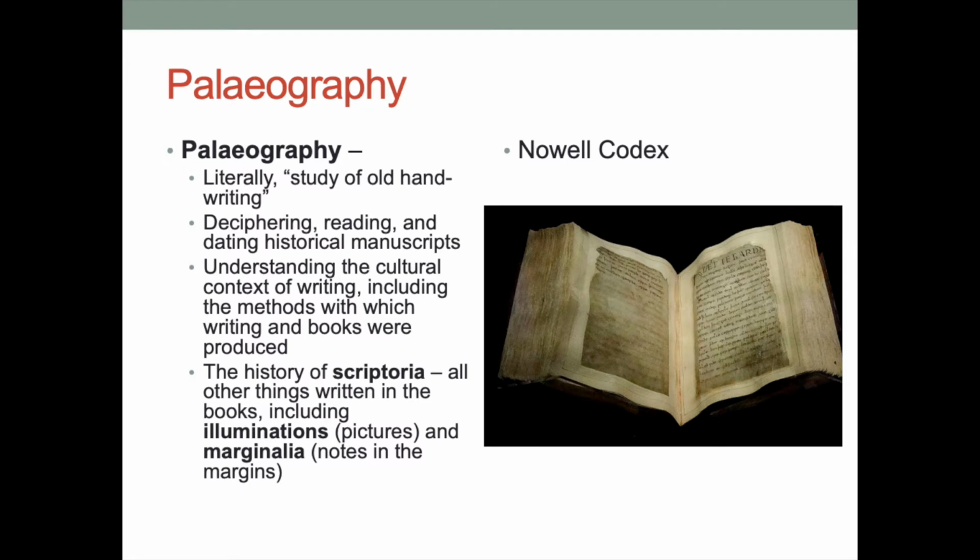It also includes scriptoria and the history of scriptoria. So that's all other things written in the book. And this could include illuminations, like we just talked about, which are the fancy pictures, as well as marginalia, which are little notes that people like to write in the margins of books. These can be notes about the text itself. They could be just simple marks indicating a bookmark, basically. They can also be little hand-drawn pictures as well.